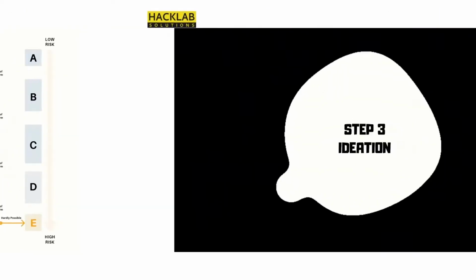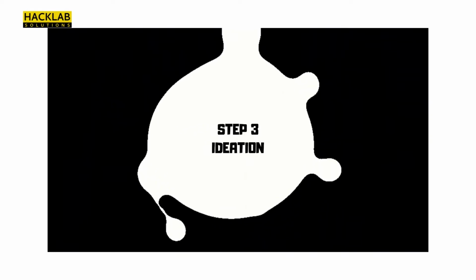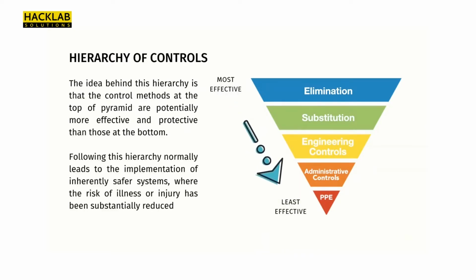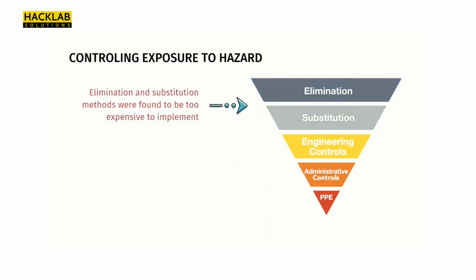Step 3 is ideation. Hierarchy of controls is used as a means of determining how feasible and effective control solutions can be implemented. This hierarchy is based on the idea that methods on the top are most effective, while those on the bottom are least effective.